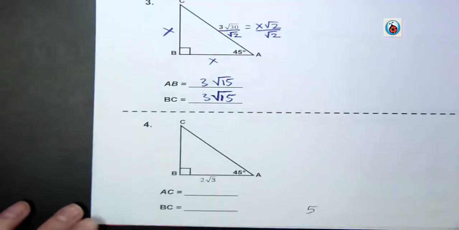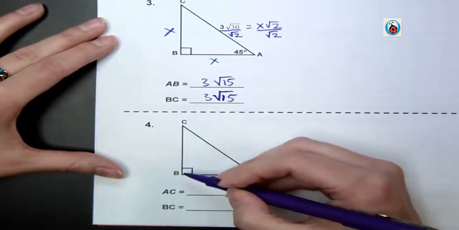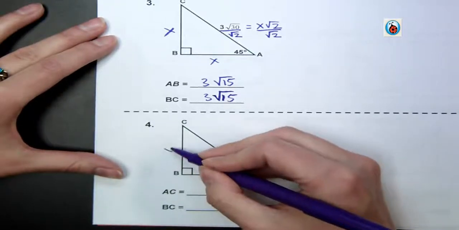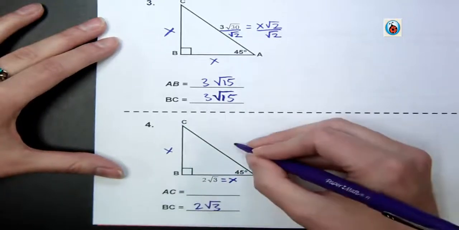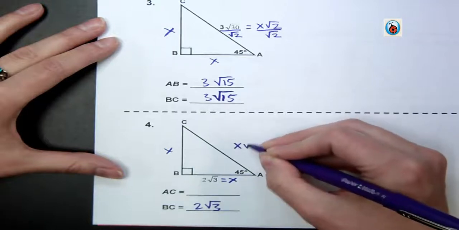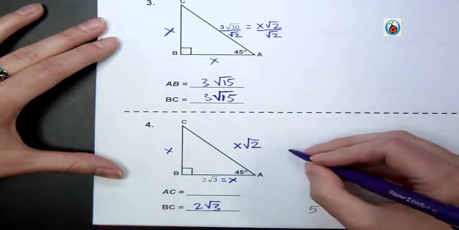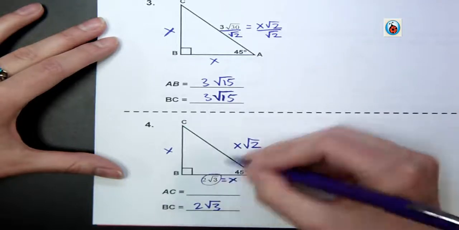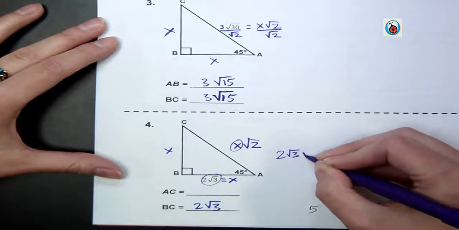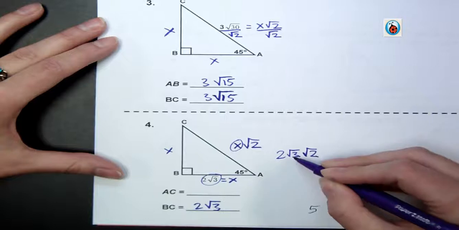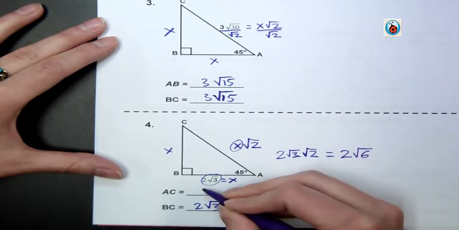Alright, and then next, we have 2 root 3 on my x side. BC is really easy because BC is just 2 root 3. It's the same. For AC, if this is x root 2, and I already know what x is, all I have to do is plug that in. In the place of x, I put 2 root 3 times root 2. Then I multiply my radicals to get 2 root 6. And that's my answer.